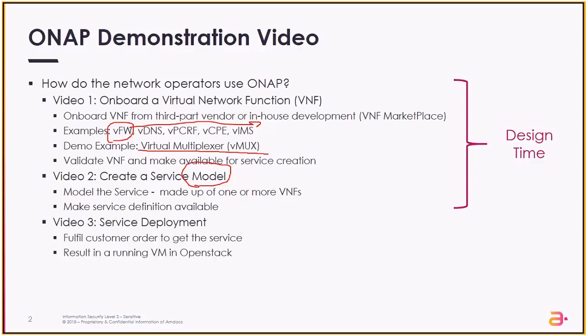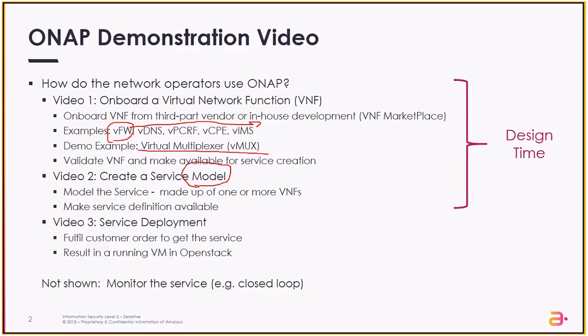I do a third video, and this is going to just quickly show you how a service might be deployed. We'll take that VMUX and we'll pretend that a customer has ordered it. It could be a residential customer like one of you, or it could be an enterprise saying, hey, I want this multiplexer. Here is my order. Can you use your system, which in this case would be ONAP, to automatically deploy this into the operator's network.